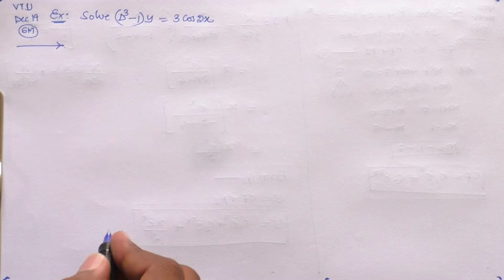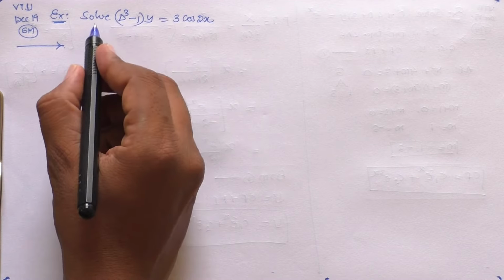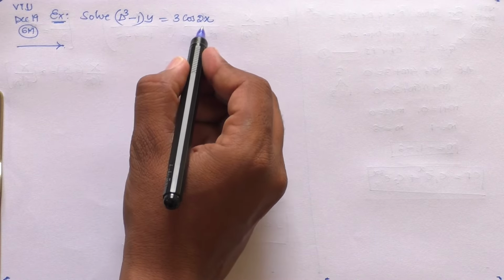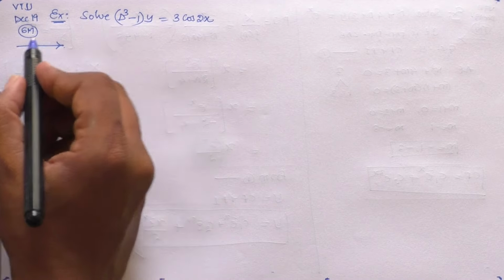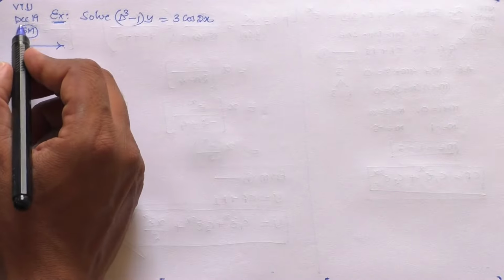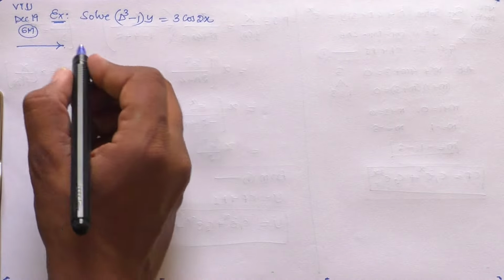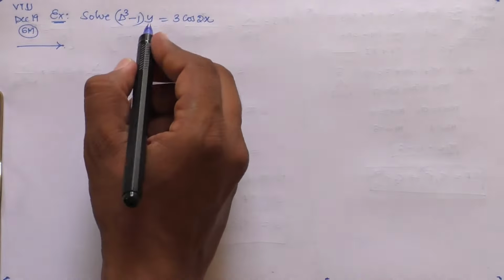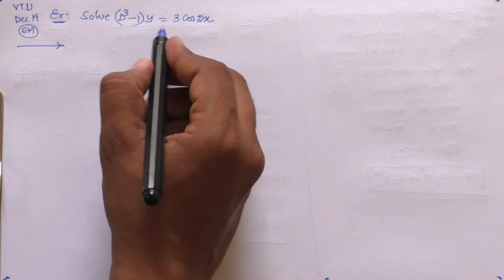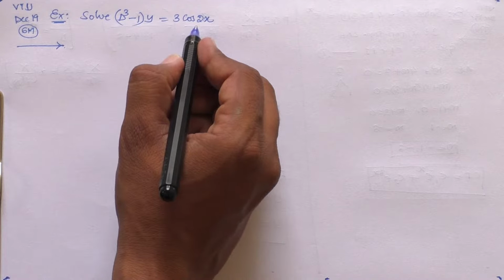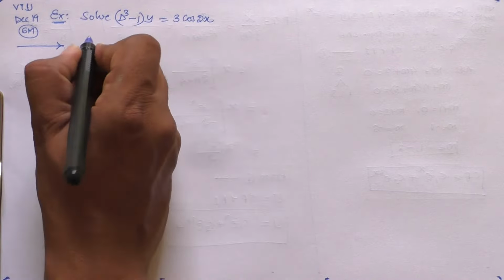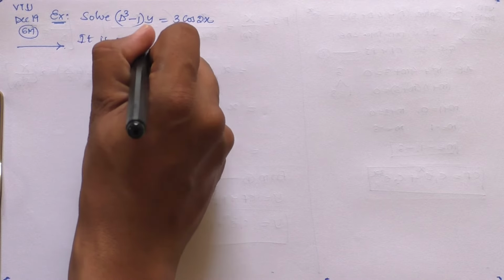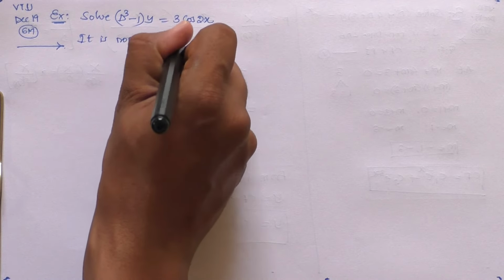Let us solve another problem. The question is solve (D cube minus 1) y equal to 3 cos 2x. This has been given in the exam for 6 marks in December 19 VTU second semester exams. So if you look at this example, it has y as well as x, so it is having both. So it is called a non-homogeneous linear differential equation.